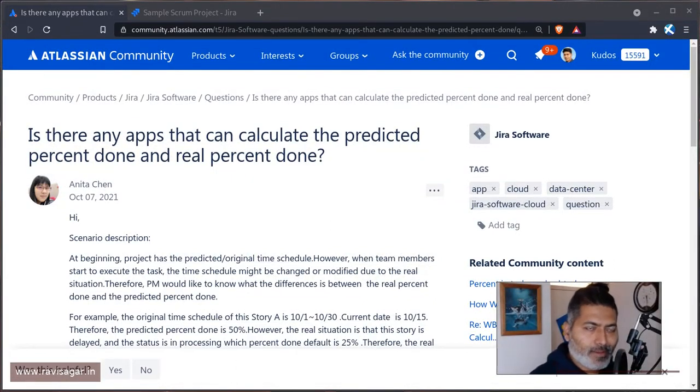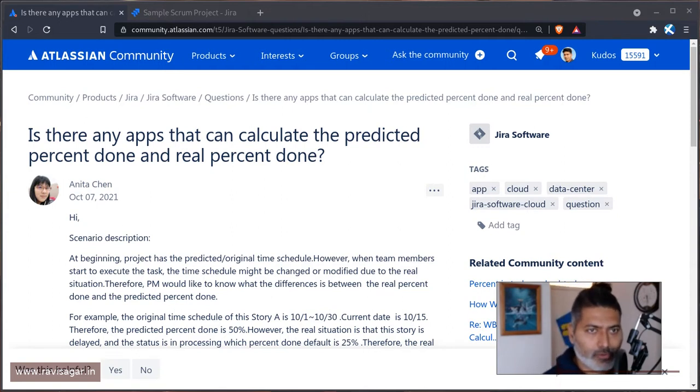Hello, everyone. These days I'm spending a lot of time on the community because it is much easier to just open the community portal and take a look at some questions, and then after I reply to these questions, I also make a video. I think it is a good thing because when I look at these questions, I am also trying to refresh my memory, and sometimes I also learn new things that are happening in the Atlassian ecosystem.